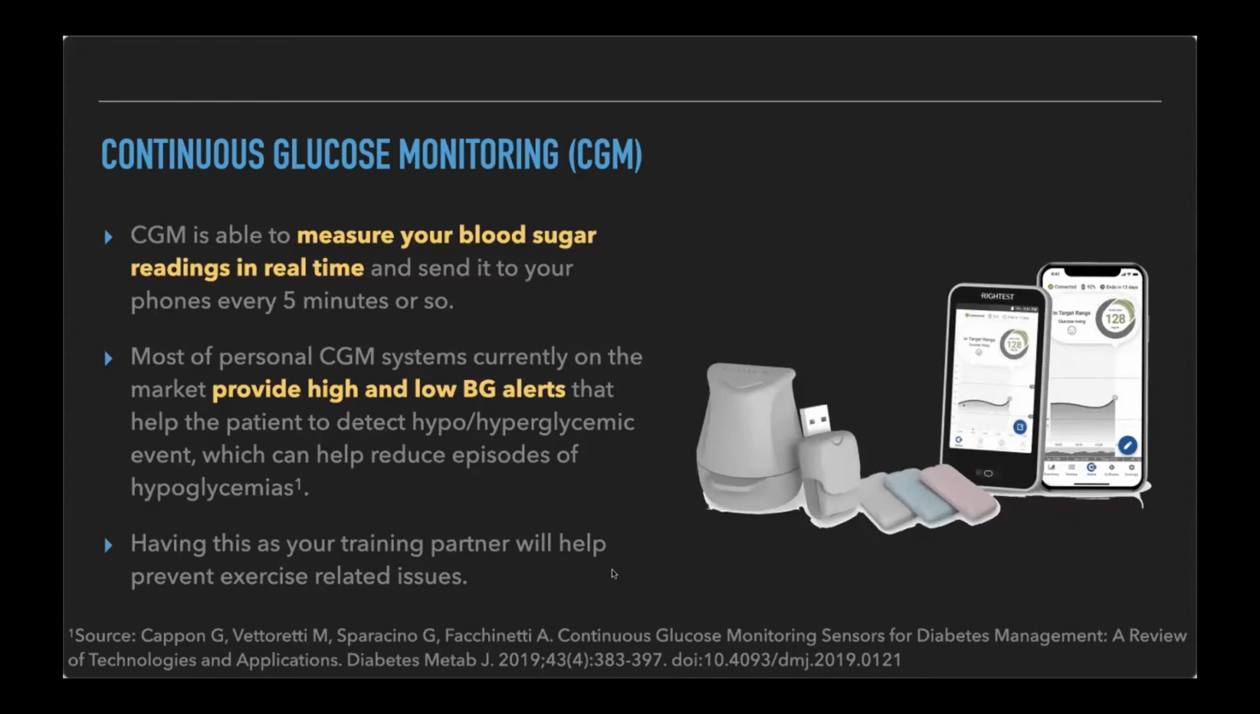If you take a look at the picture on the right, you might see some small colorful rectangles there, right? These are basically small sensors you stick on your skin, and the sensor has a tiny probe that measures your blood glucose 24/7.